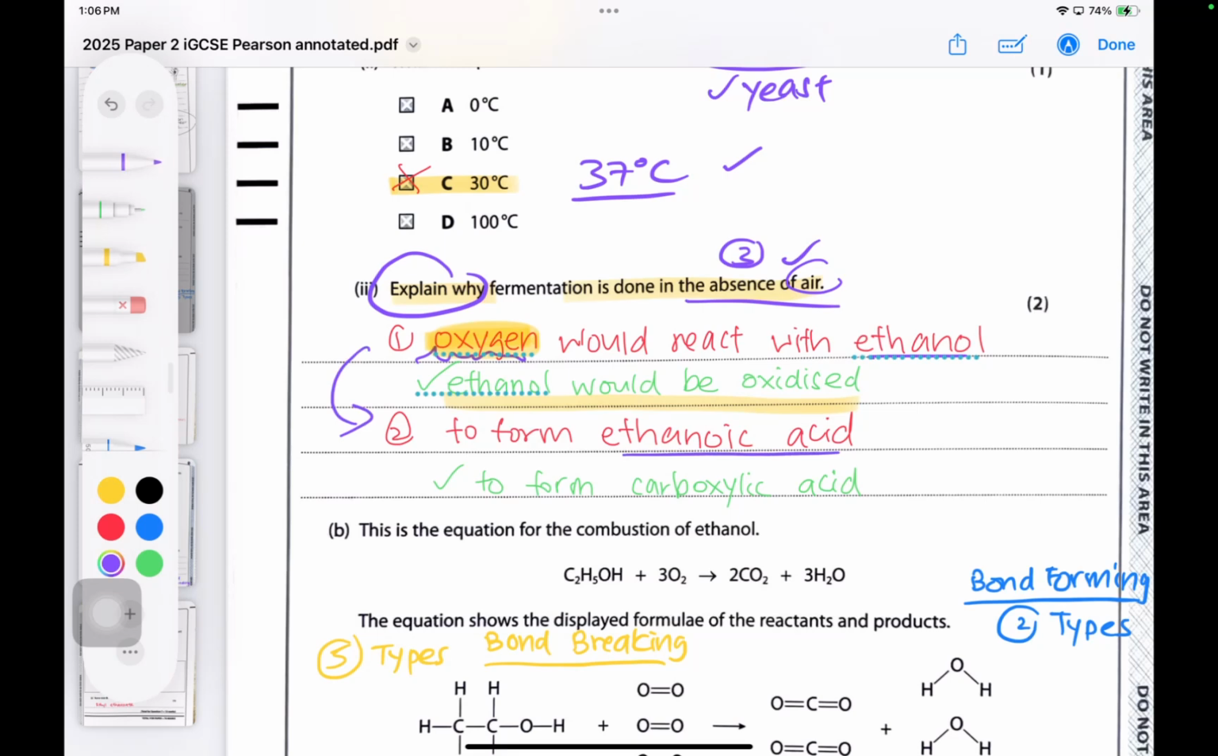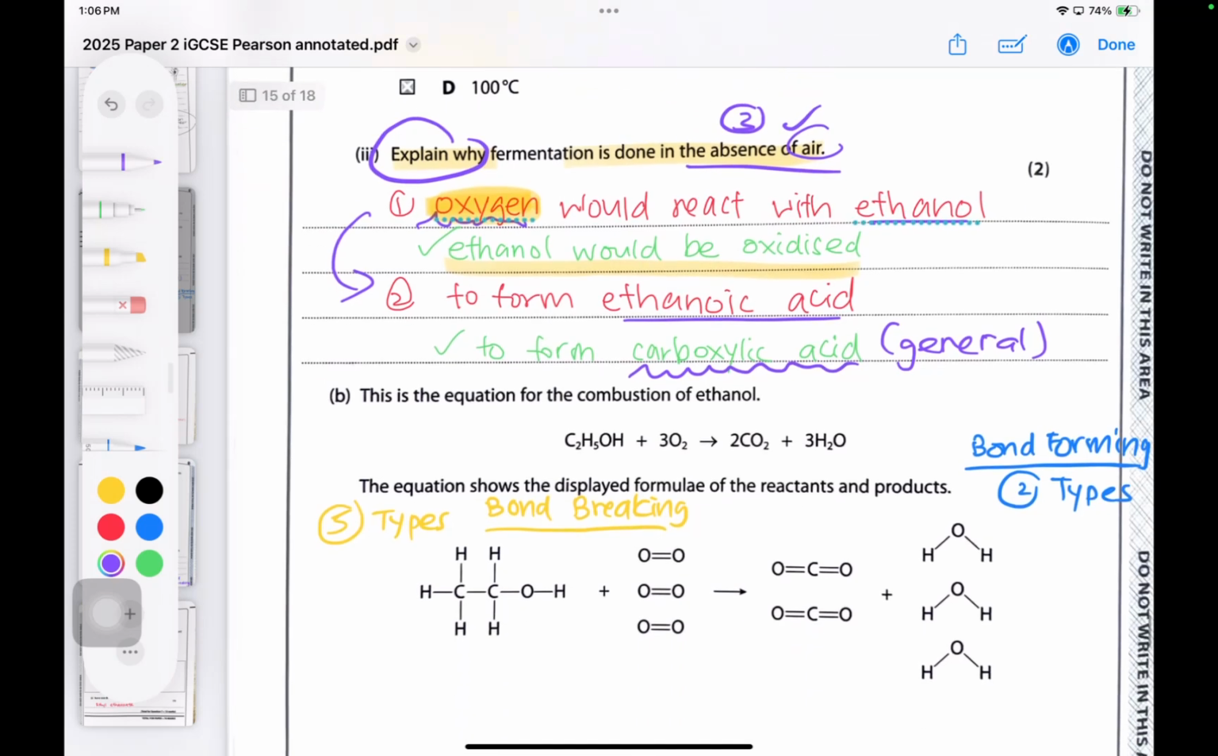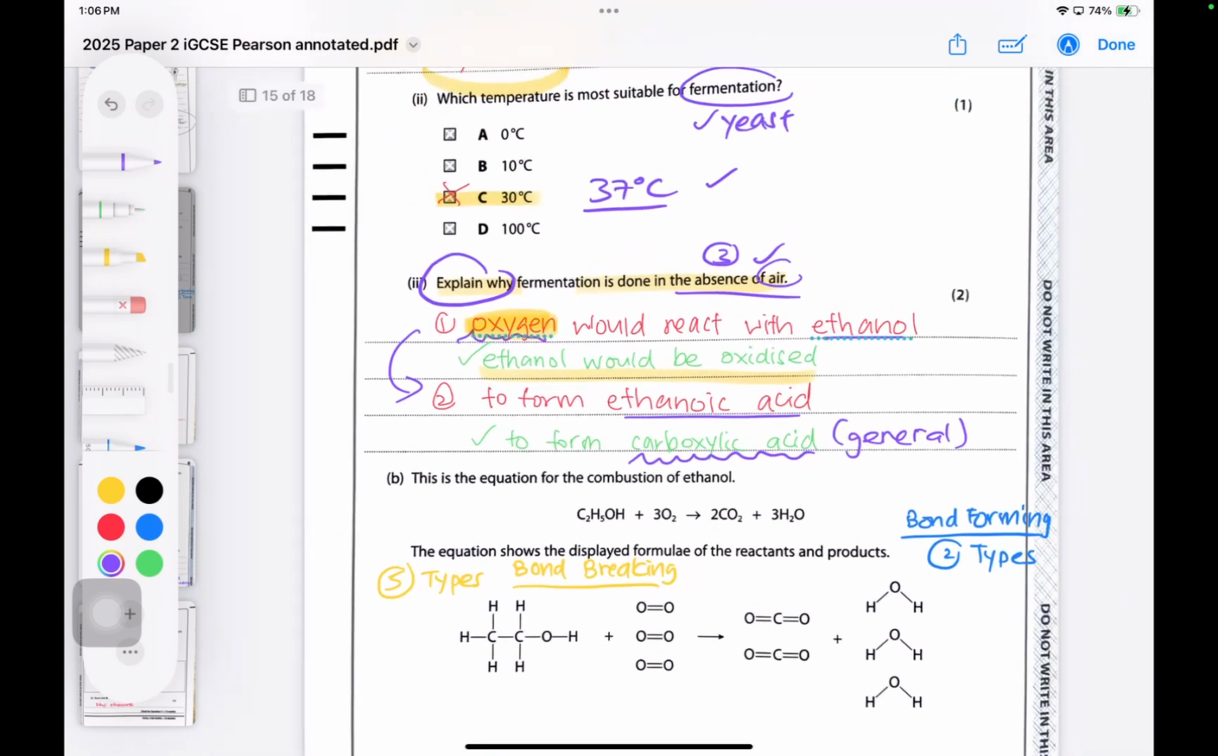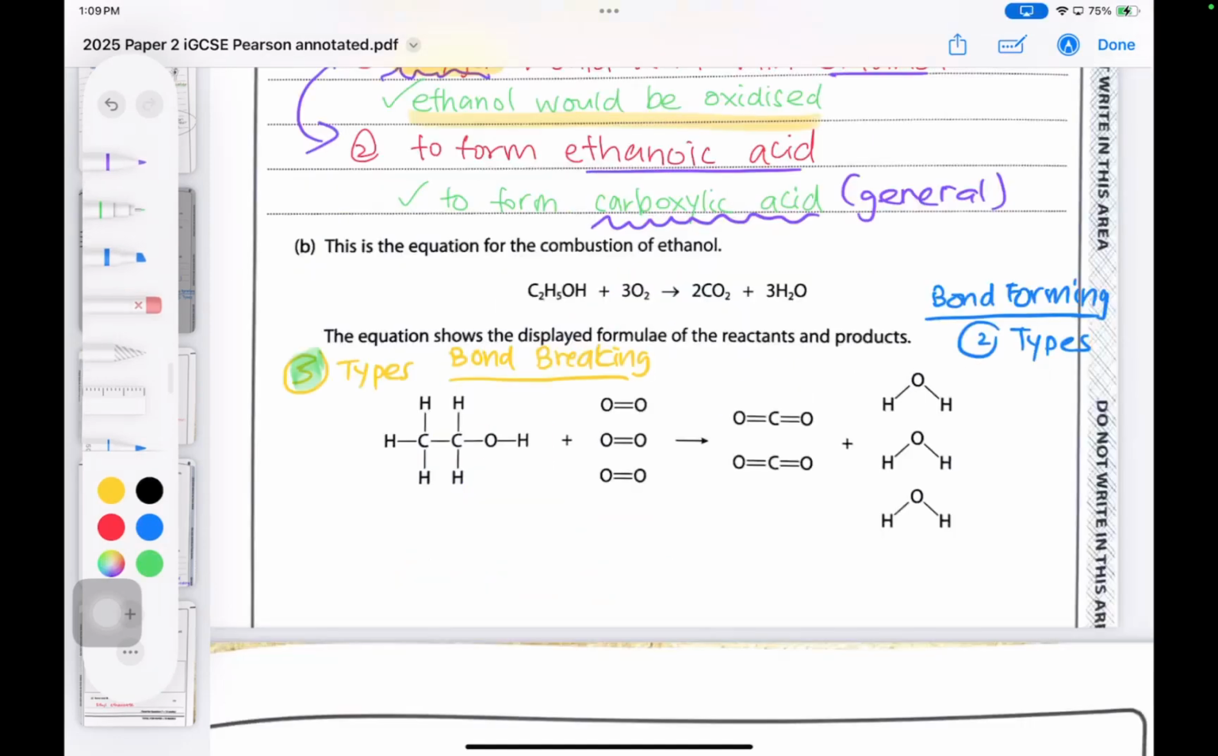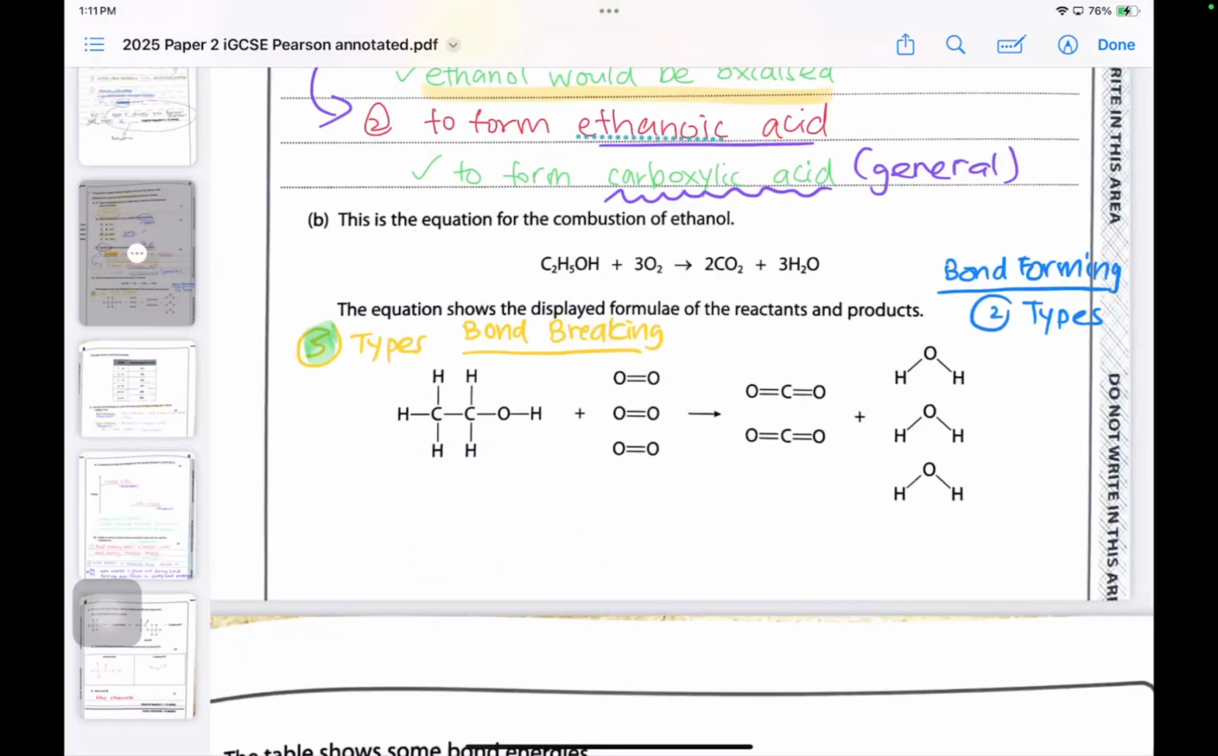Now, if you don't want to write ethanoic acid, you want to keep things general, you could also say that ethanol will be oxidized to form carboxylic acid. Carboxylic acid is essentially the homologous series, the family, and ethanoic acid is the second in the carboxylic acid family. Alright, so there we go. We've got 4 marks in our pocket already. 4, 5.